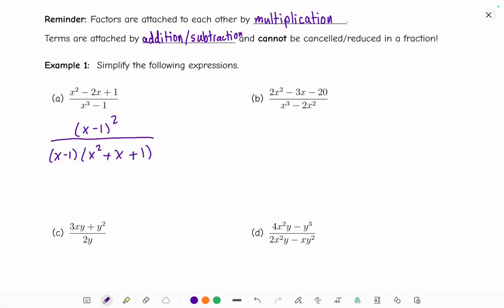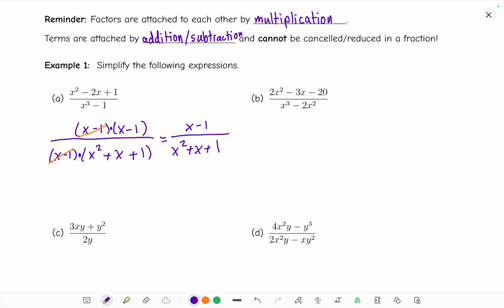Now, in order to simplify this one, I am going to rewrite the x minus 1 squared as x minus 1 times x minus 1. So because of the multiplication here and here, we have two factors on top, two factors on the bottom. And the common factors, x minus 1 and a single x minus 1 on top, cancel out. And we're left with x minus 1 over x squared plus x plus 1. And that fraction is reduced.